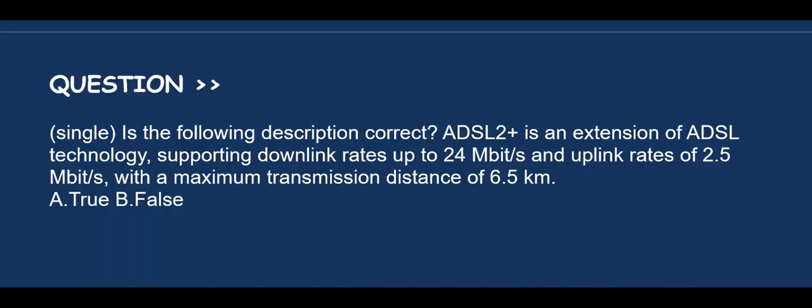Option A is correct. Next one, is the following description correct? ADSL2+ is an extension of ADSL technology supporting downlink rates up to 24 Mbps and uplink rates of 2.5 Mbps with the maximum transmission distance of 6.5 km. Option A true, option B false. Option A is correct.